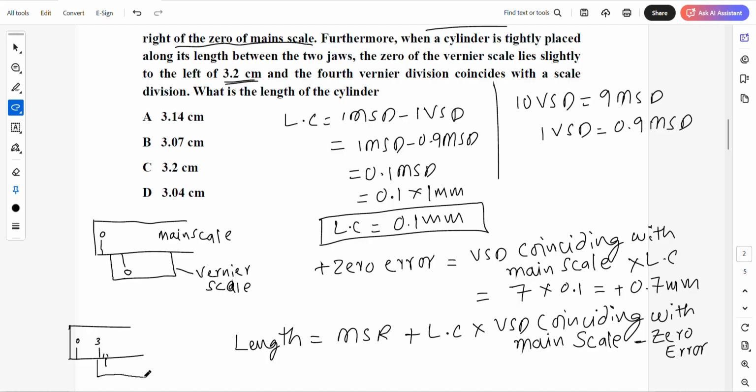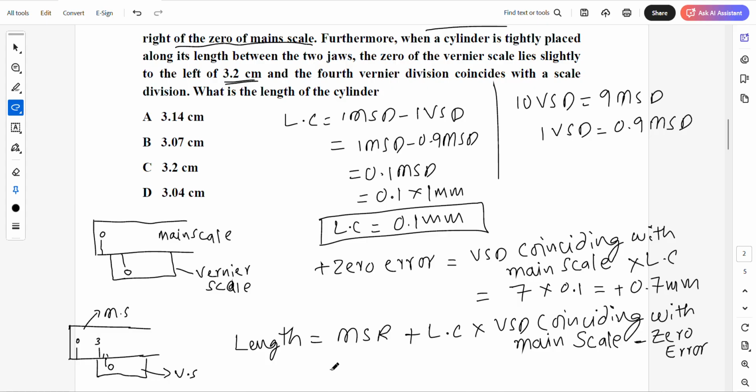This is a vernier scale. This is MS, main scale. This is VS. This is 0 of the vernier scale. Okay, this is 3.1, 3.2.